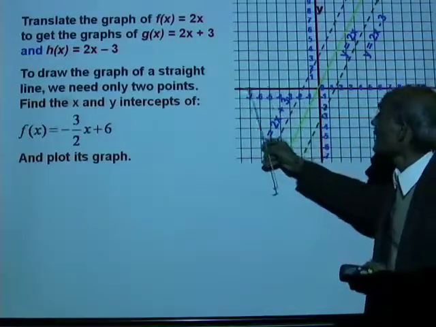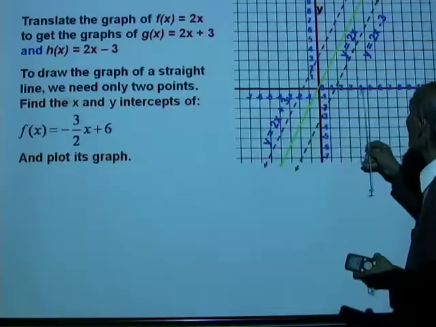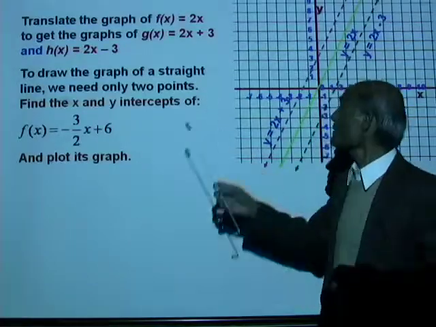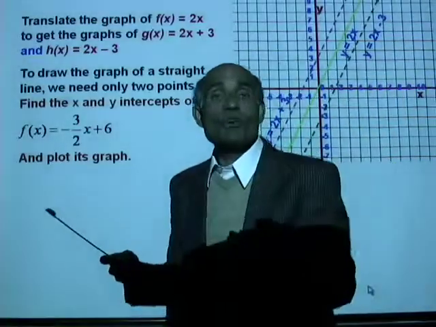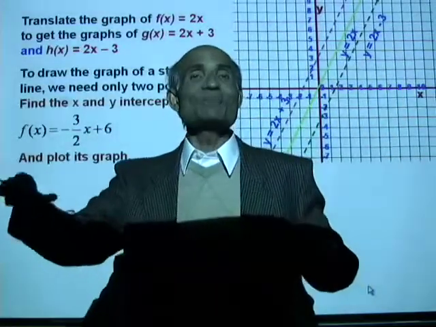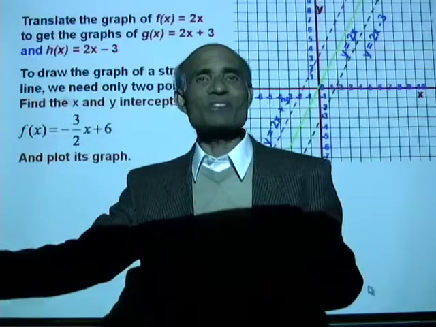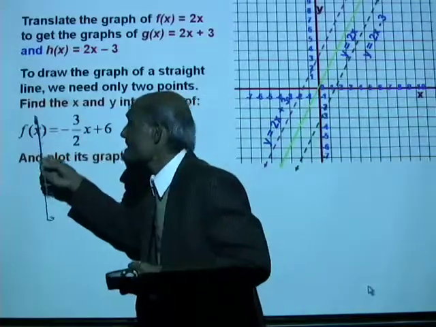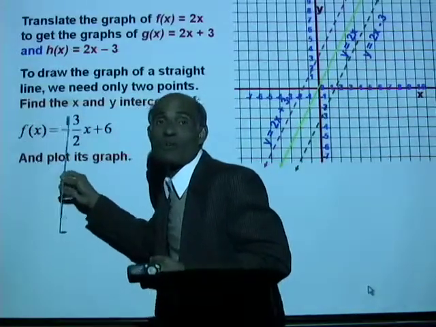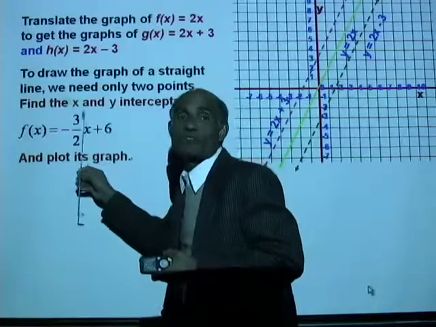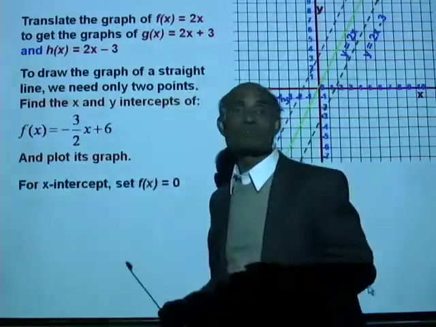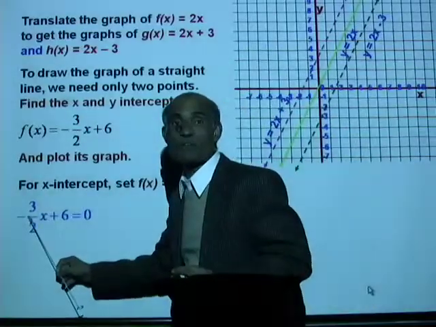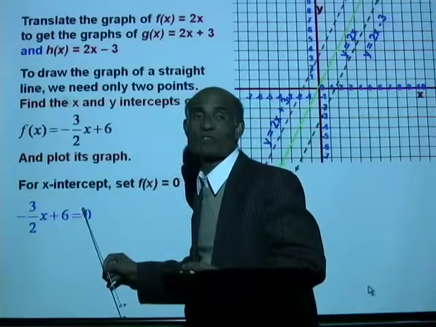Is that right? Any point along the x-axis corresponds to a function value of 0. In other words, another name for the x-axis is y equal to 0. That is the equation for the x-axis. So to find the x-intercept, you set the function equal to 0. Set negative 3 over 2x plus 6 equal to 0.